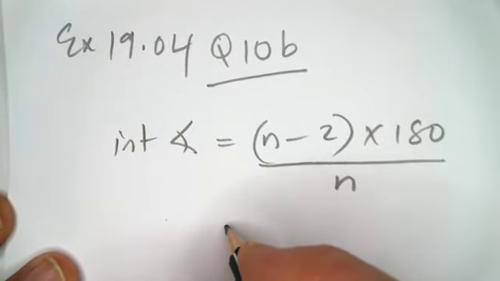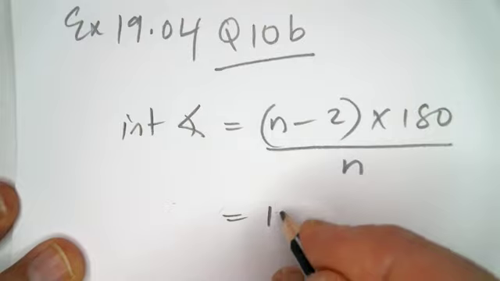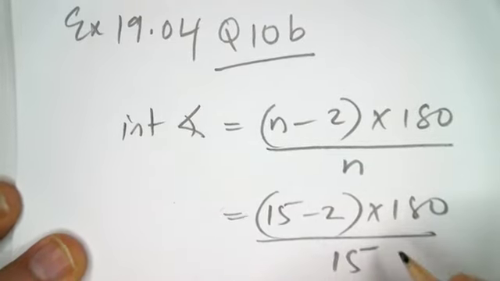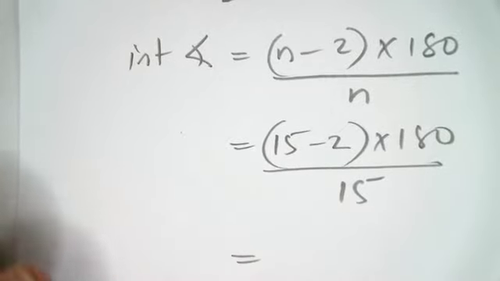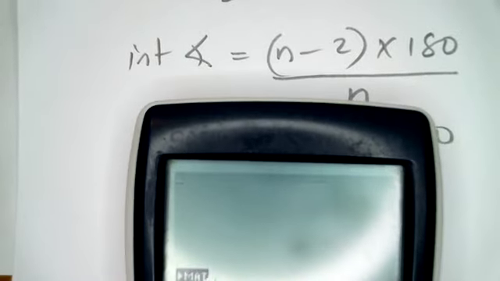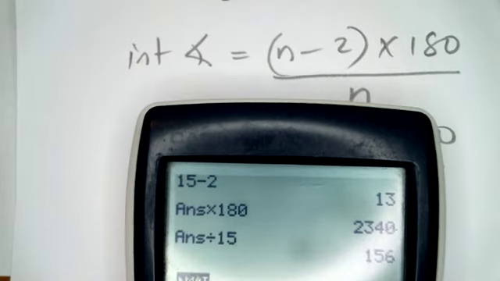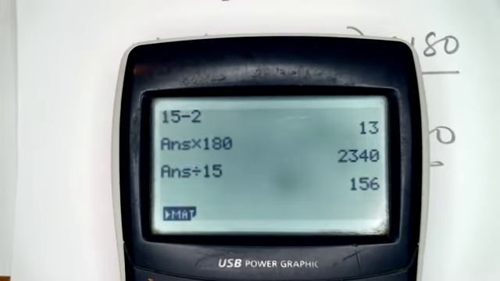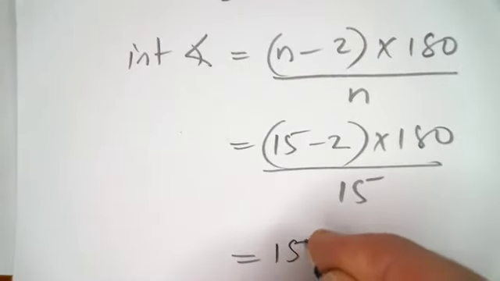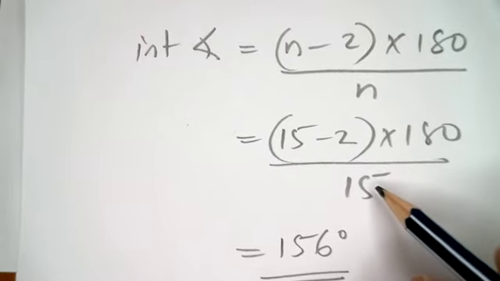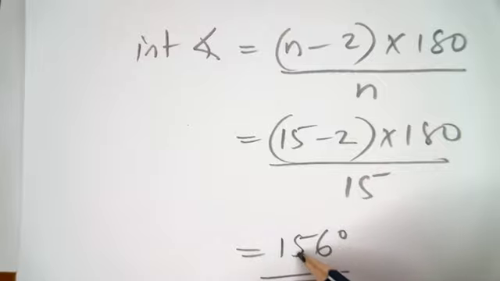So it's going to be 15 minus 2 times 180 divided by 15. And what would that give us? Let's see what that is. So that's 15 minus 2 times 180, and we're just going to divide that by 15. And that would be 156. So if it was a 15-sided shape, it would have an angle of 156.